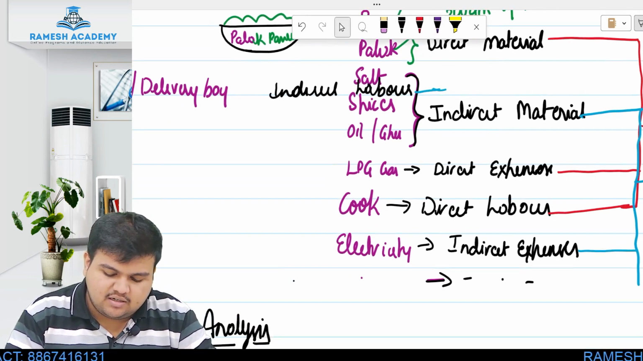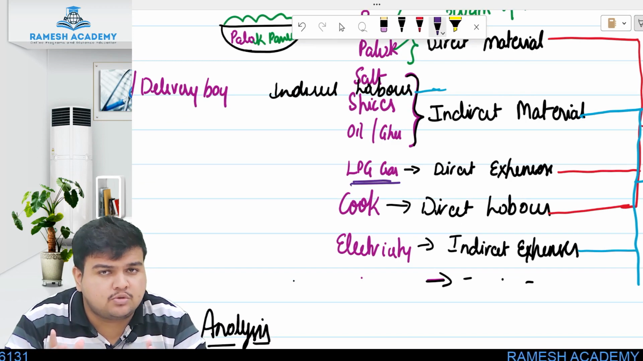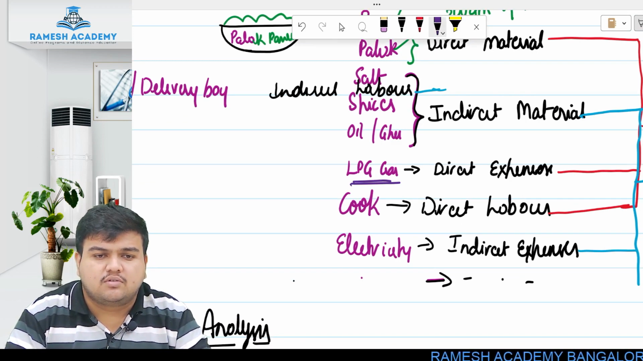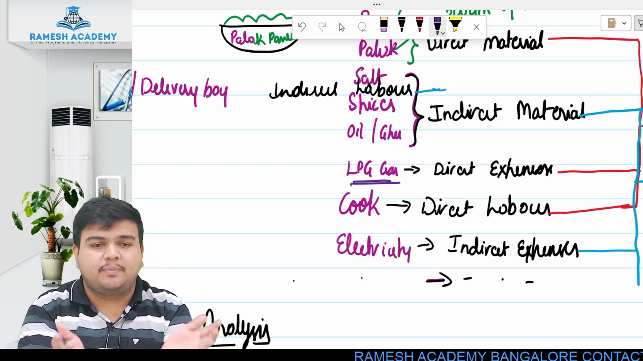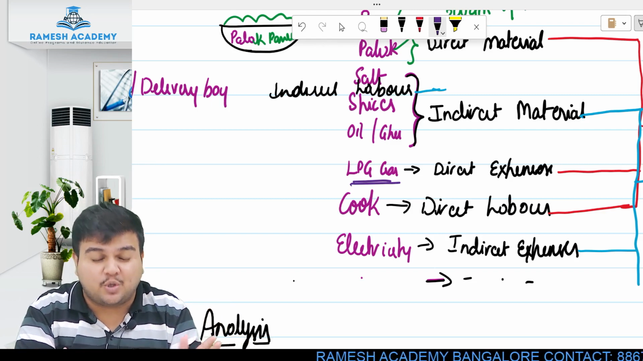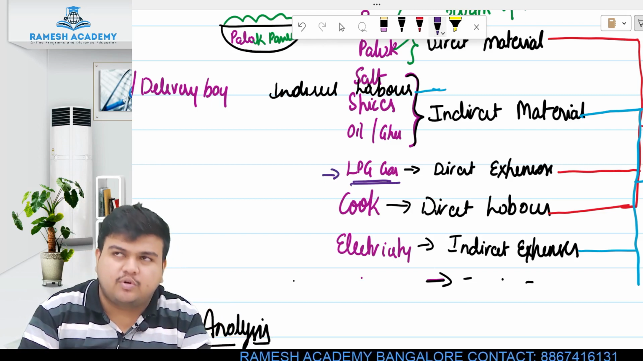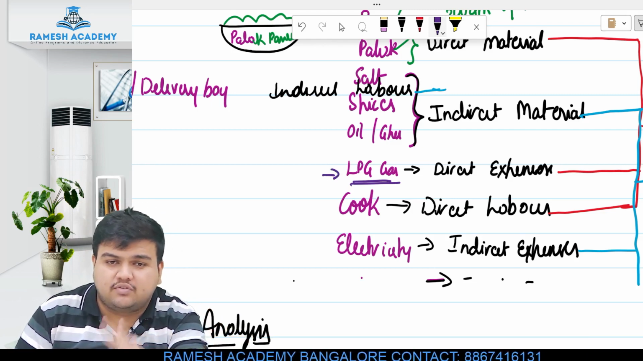But LPG gas, you know, you need some expenses to cook. The fuel you need is a direct expense. You need fuel to cook. How will you cook palak paneer without it? Would you keep it in the sun and it would automatically be cooked? No, this is a direct expense. You can attribute the fuel used, or electricity, steam, anything.